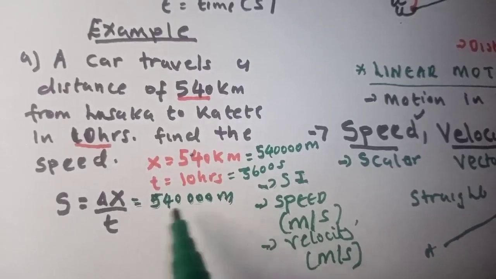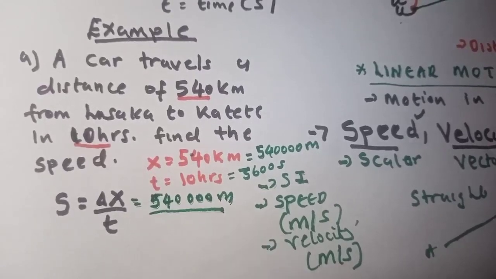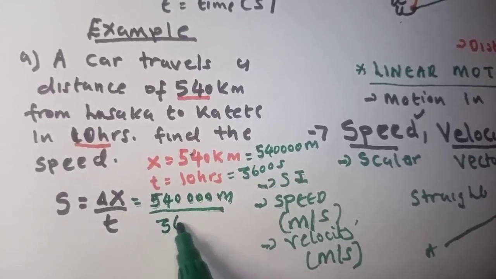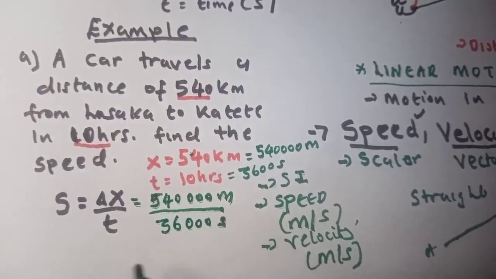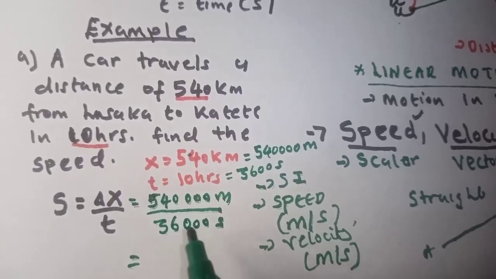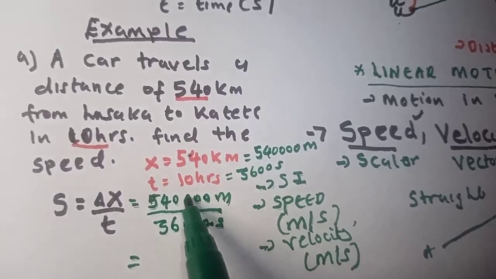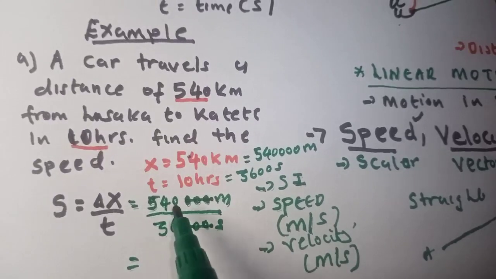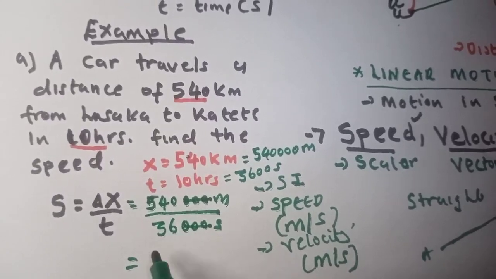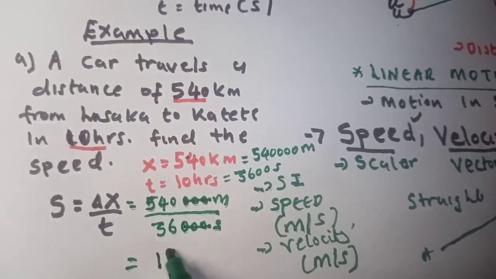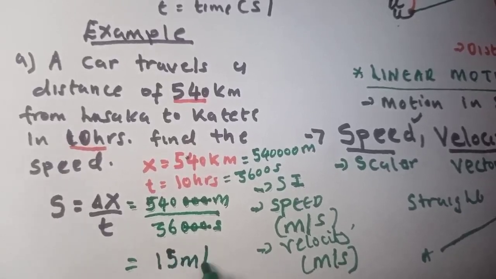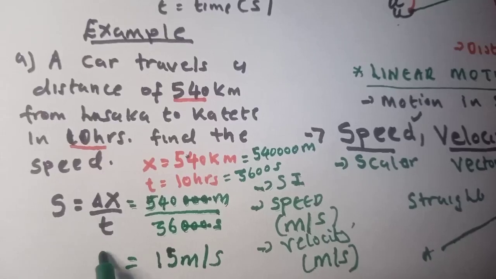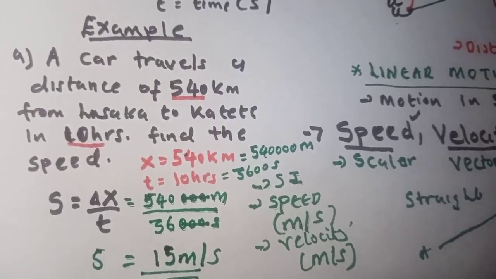540,000 meters over our time, it is 36,000 seconds. Then we calculate. So these zeros can go, these zeros can go. Then now we simply divide 540 over 36, and this will give us 15 meters per second, and this is the speed.